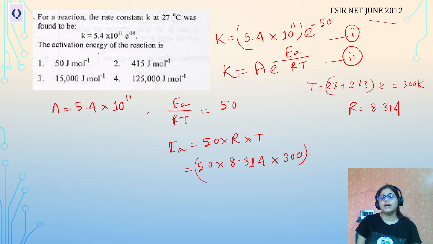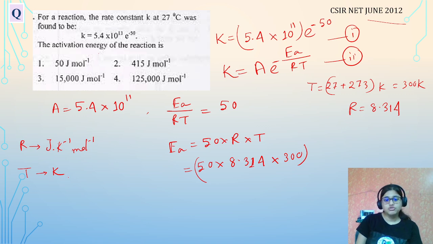Now what will be the unit of this? To understand the unit, you have to know the units of all the terms. Okay. So the unit of R is joule per Kelvin per mole. Okay. And T has the unit of Kelvin.